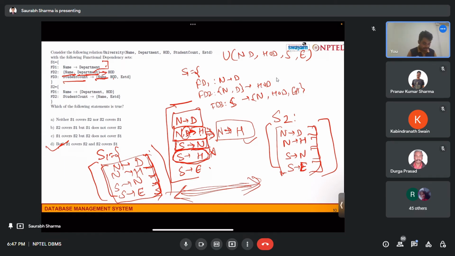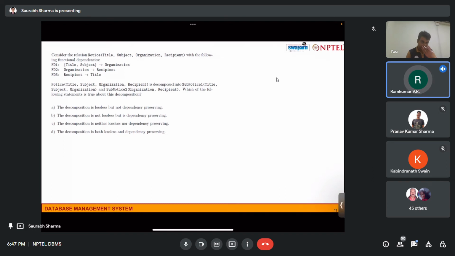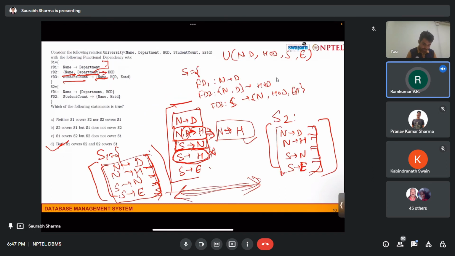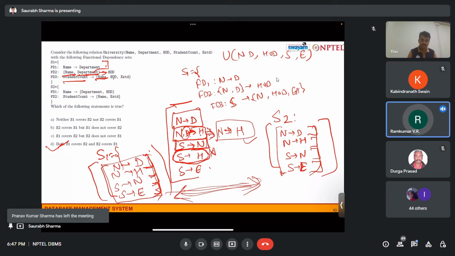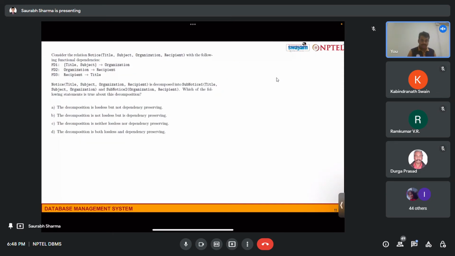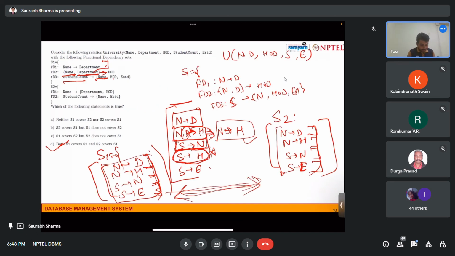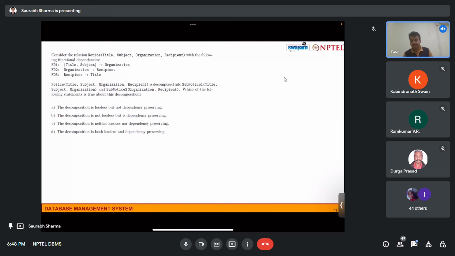Then, can we say a superset covers the subset? Yes, if S1 has one additional functional dependency, then we can say S1 covers S2 and not vice versa. If anyone has a different opinion about it, they can open their mic or write in chat. If I am wrong, you can say. It is also a discussion session for you, but our major focus is problem solving.